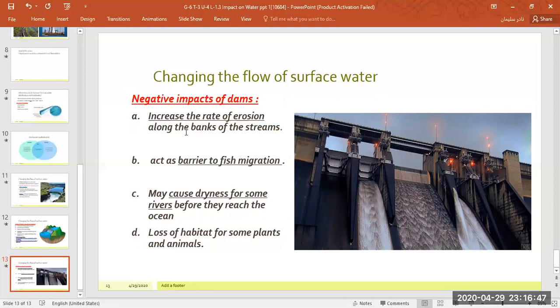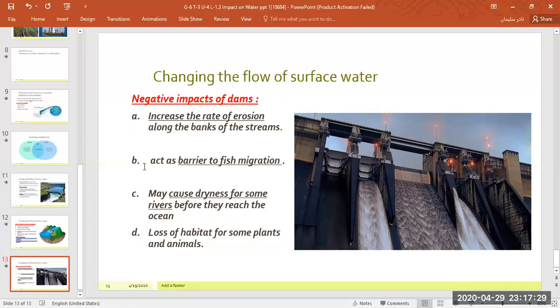Not only this, but also, as you know, there are many aquatic animals that live in rivers, like fish. Usually fish migrate for reproduction, from one area to another area through the river. But when dams are constructed, these fish won't be able to migrate. It's like a barrier for fish migration. So as a result, these kinds of fish will not reproduce well, and this affects the population of fish, or the number of fish.